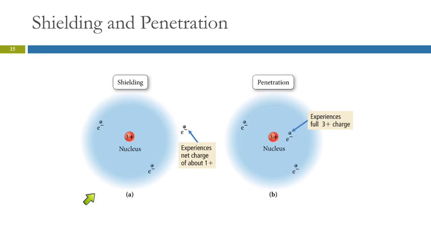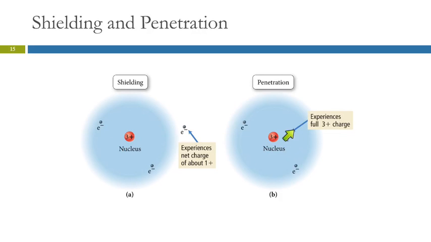So, shielding. Oh, look, it's lithium. +3, and then there's these 2 electrons. This third electron is going to experience a net charge of about +1 because these 2 electrons shield it from the charge on the nucleus.